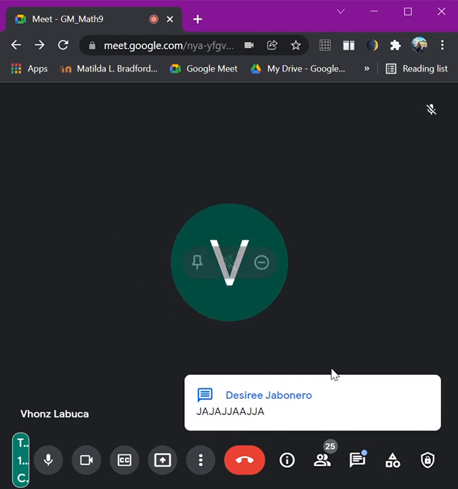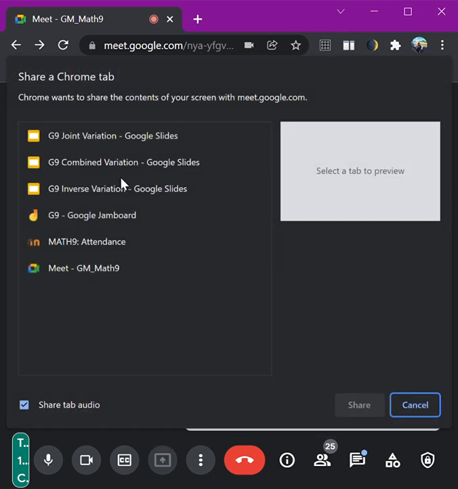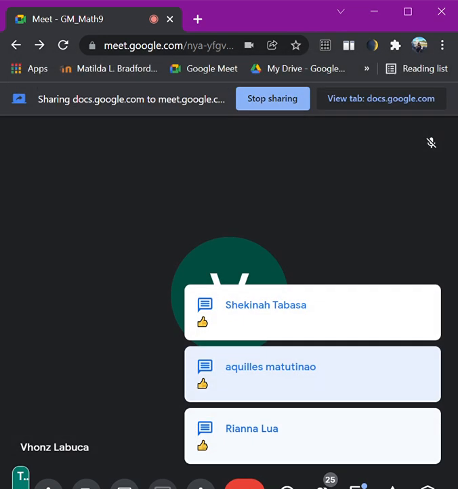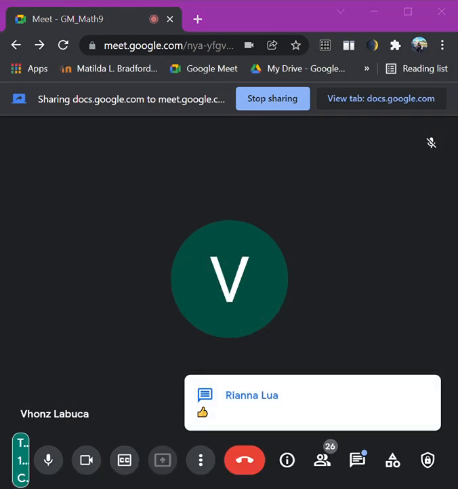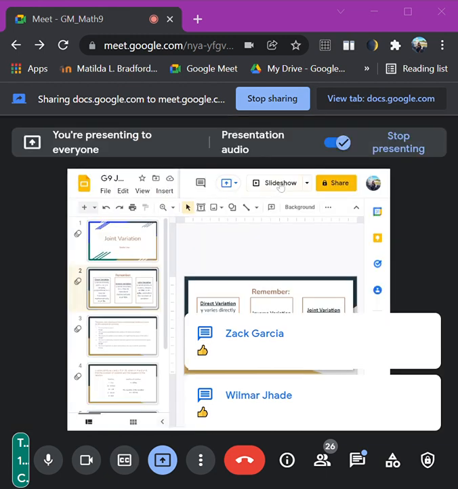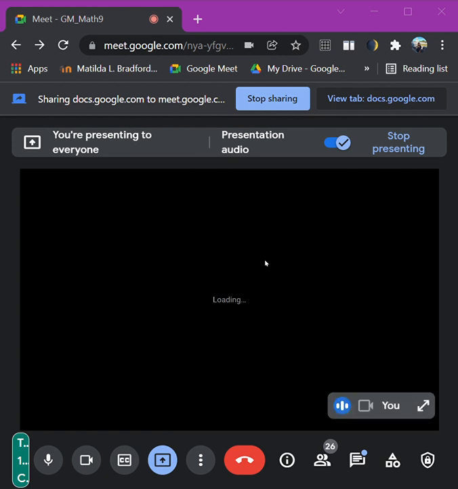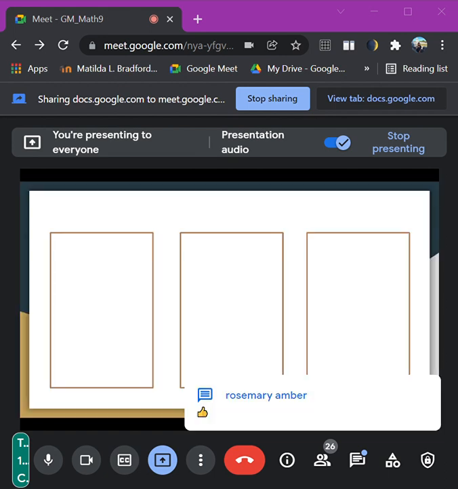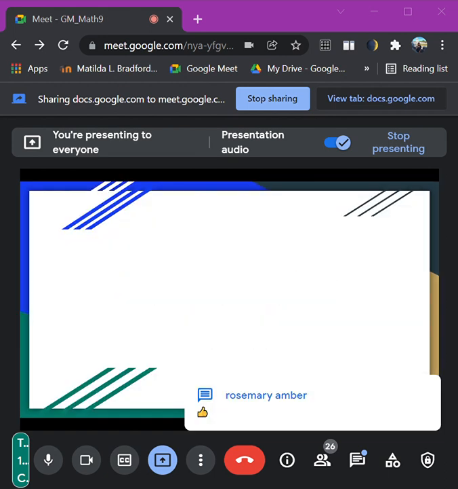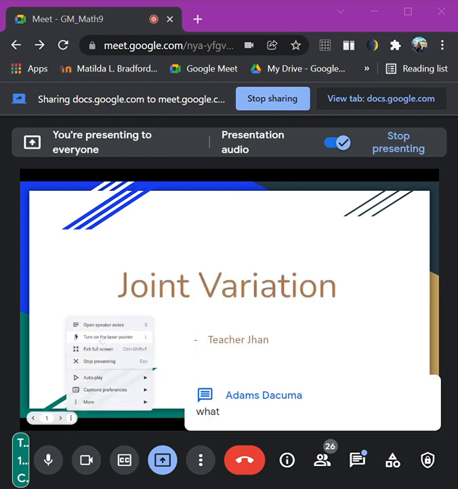Now, this time, class, we are done with direct. We have inverse. And this time we're going to have joint. So, we will not end at two. We have here the third one. So, we are going to have now our joint variation. So, what is this joint variation, teacher?